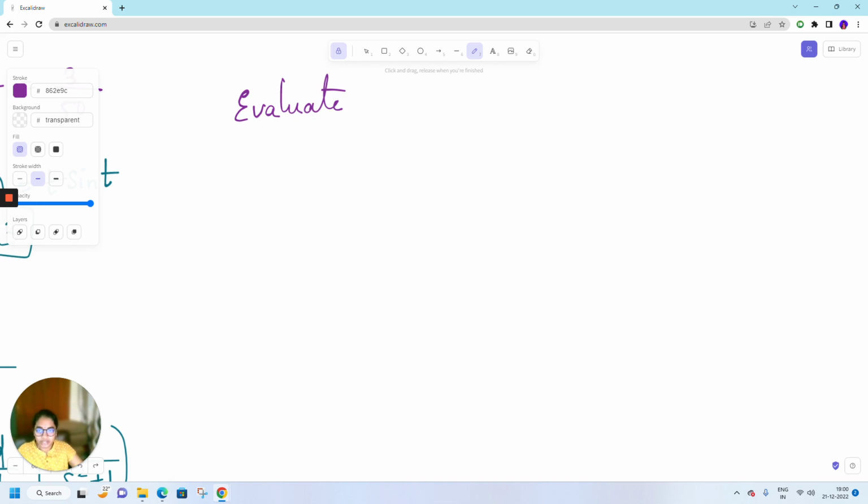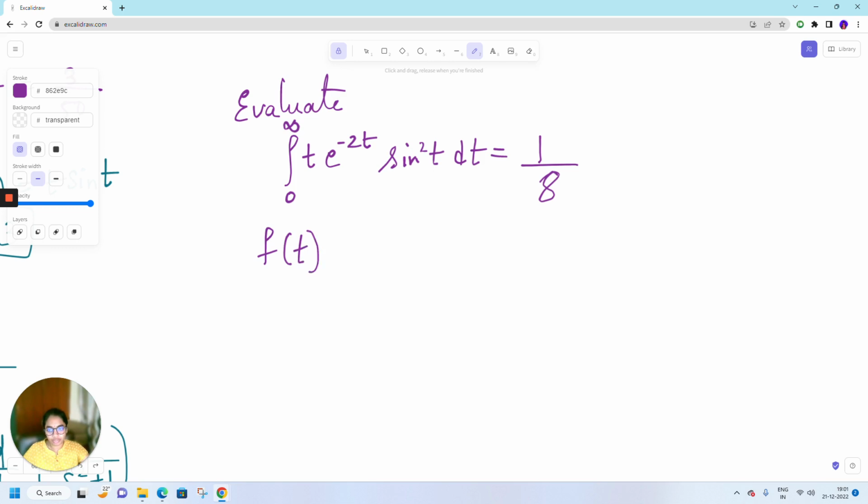Evaluate the integral from 0 to infinity of t e power minus 2t sine square t dt. We have to show that this is equal to 1 divided by 8. Okay, so what is the first step? Tell me what is f of t. f of t would be t sine square t, right? What is the s value? The s value is 2.